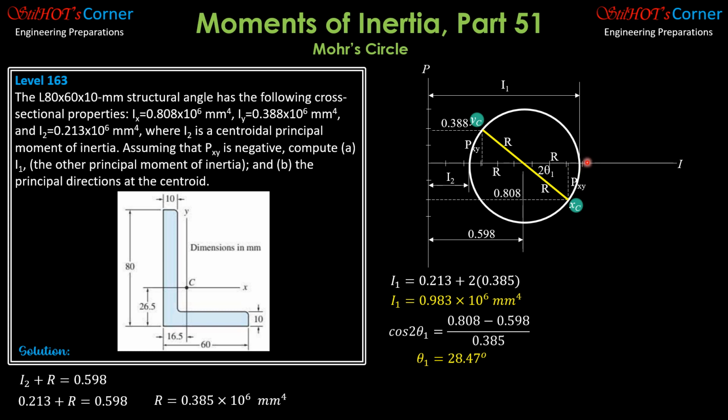Since the principal axes are separated 90 degrees apart, if theta 1 is 28.47, the other principal axis, theta 2, is theta 1 plus 90 degrees. Remember, the principal axes 1 and 2 are separated 180 degrees in the Mohr circle. Here, in the actual figure, they are separated 90 degrees apart. So to get theta 2, we just add 90 degrees to theta 1. So theta 2 is equal to 118.47 degrees. So that's it for this problem.